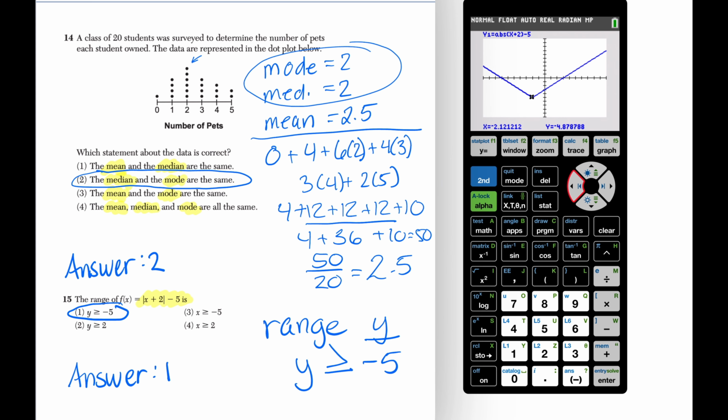Okay, hit pause and jot this down into your notes. Now you also know how to find the absolute value symbol on the calculator. We have to hit math and then go to numbers.